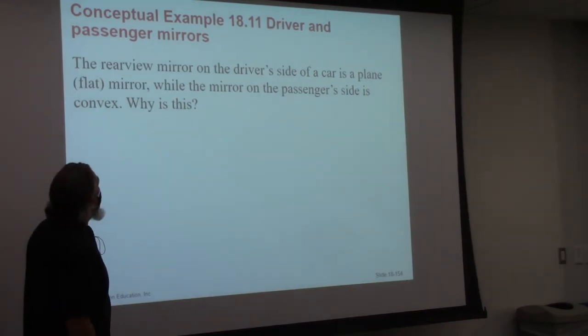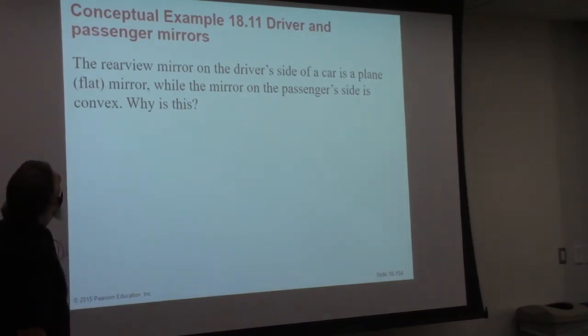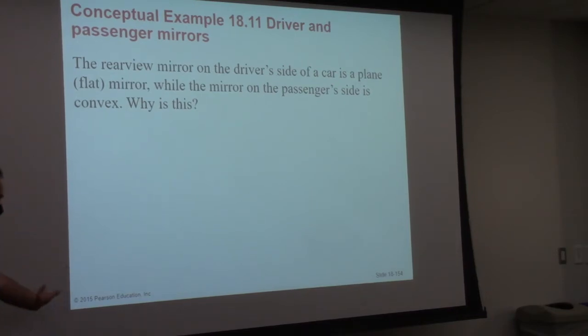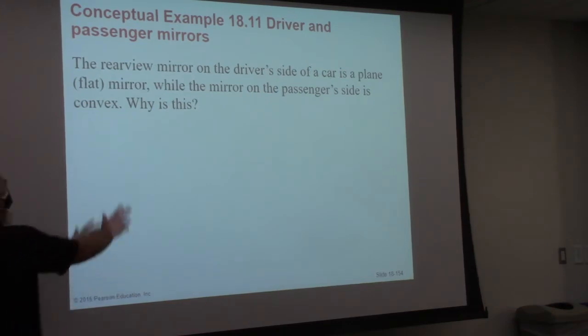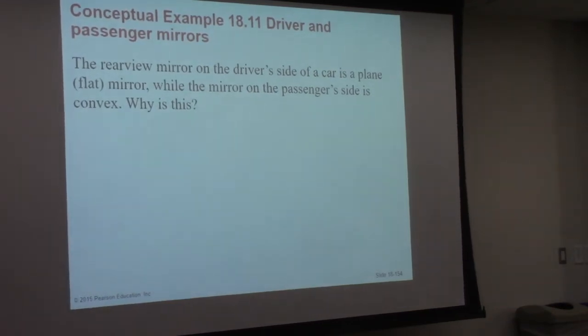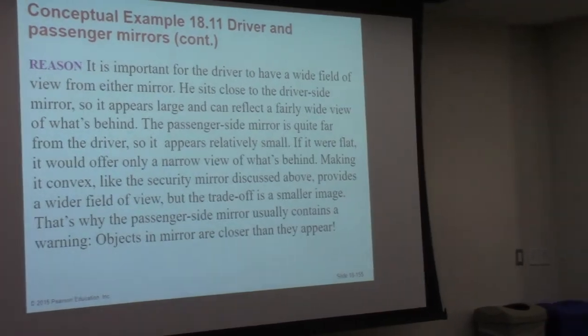So the rear view mirror on the driver's side of a car is a flat mirror. Maybe you've never noticed this before. The mirror right next to you on the door is a flat mirror. The mirror over there on the passenger side is actually a convex mirror. Right? It's further away from you, and you want to be able to see what's down the road. So why is it convex? That's kind of a trade-off.